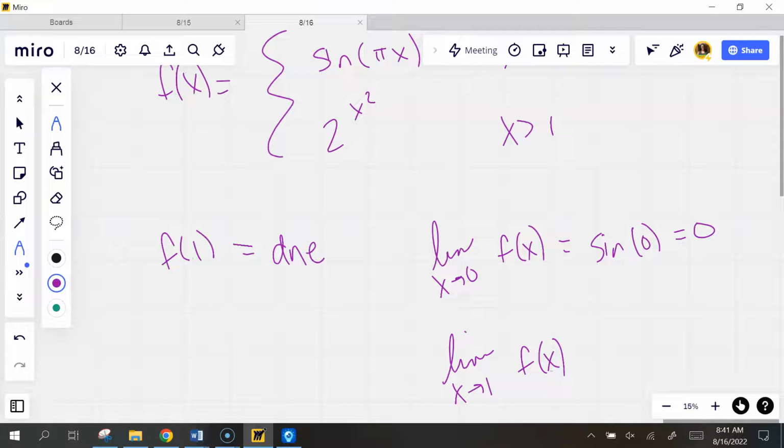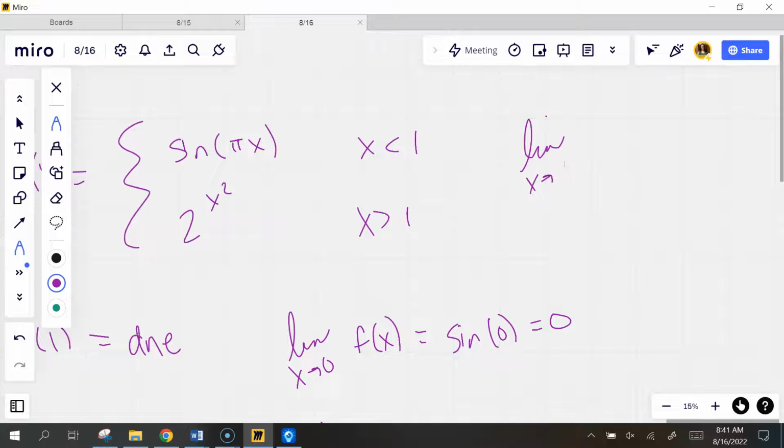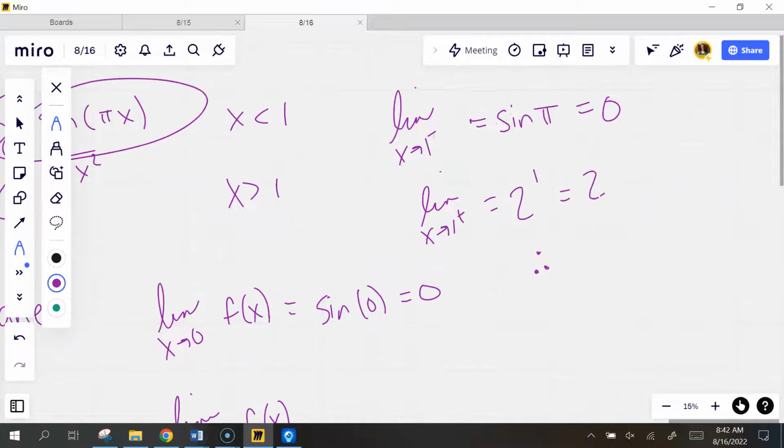What do you do? Why? They're different. So you had to find what? Both left-hand limit and right-hand limit. The only way that limit exists is if the left-hand limit and the right-hand limit are the same. So what I'd have to do is say, okay, well, the limit as x approaches 1 from the left, I'm using this one, would be sine of pi, which is, what's the sine of pi? 0, thank you. And then the limit as x approaches 1 from the right would be 2 to the first power, which is 2. Therefore, since those do not equal, the limit as x approaches 1 of f of x does not exist.